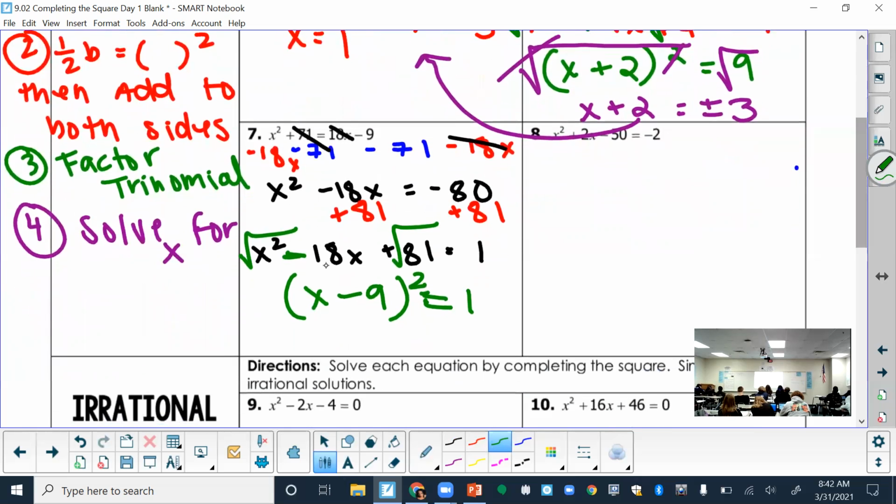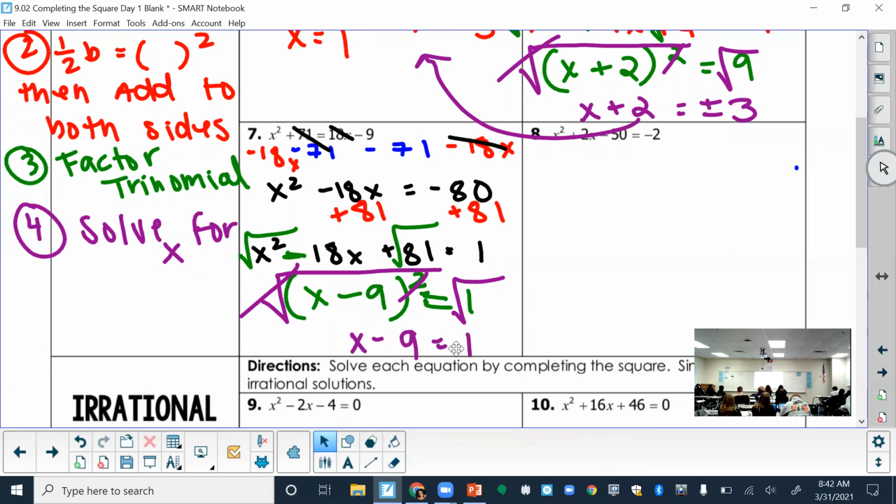All right, so we factored it, now we're just solving for x. So what's the first step in solving for x? Take the square root from both sides. That's how we cancel out the square that's over here. What do we end up with on the left side? X minus 9, square root of 1 is plus or minus 1, right? All right. So plus or minus 1.